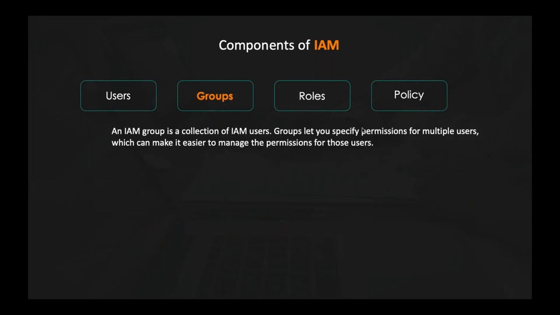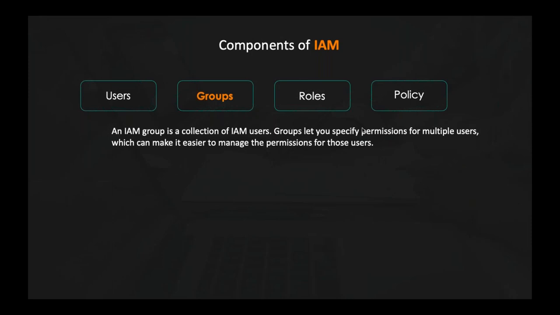Now, second comes a group. Let's consider a scenario. There are 50 people on your developer team, a group of 50 people that you have created on your AWS account. Now going to each user and giving them permissions, whether EC2, S3, Lambda, whatever services you want to give, is a very tedious job. It's very difficult to go into every user's account and give them permission.